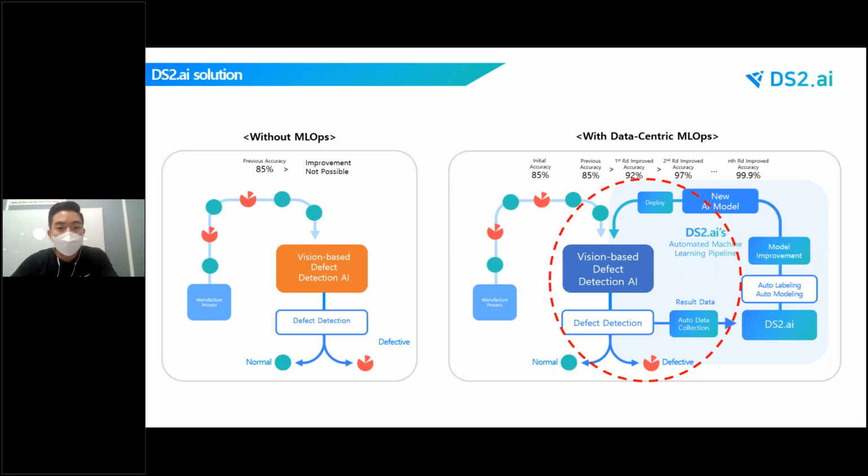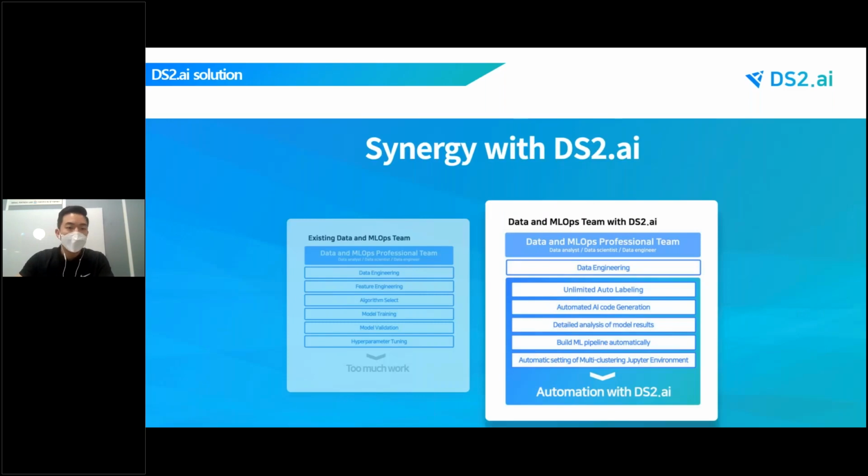The part that corresponds to the automated data pipeline shown earlier is the red circle here. So we are a solution that automatically builds such an automated machine learning pipeline. We can help teams of data scientists or data analysts who are spending a lot of time and money building these machine learning pipelines, since we have automated all data science related functions except data engineering. So we can help data scientists perform data science tasks with ease.